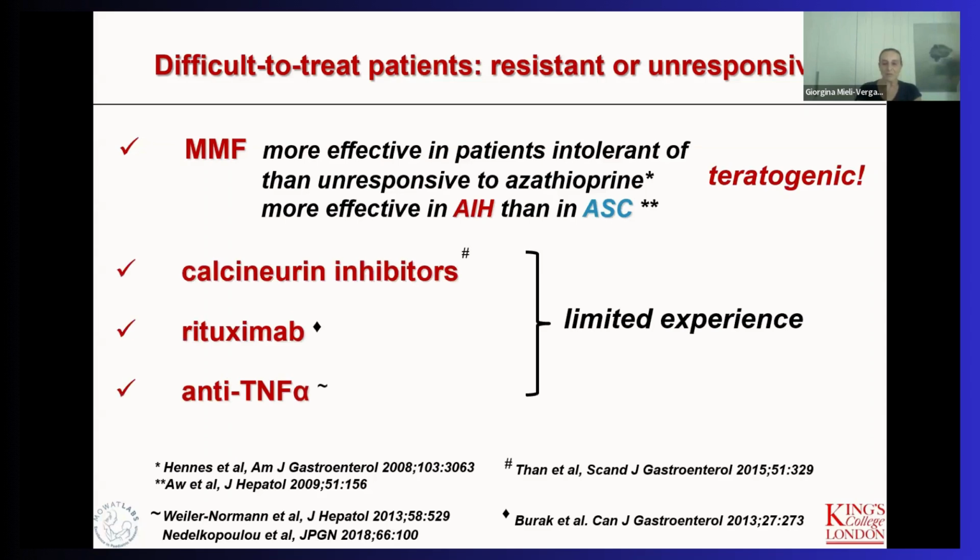Other drugs which have been used in the pediatric setting are calcineurin inhibitors, as I said, rituximab and anti-TNF-alpha, and all of these really have been used in very small groups of patients with limited experience. Also, tacrolimus has been used with very limited experience.